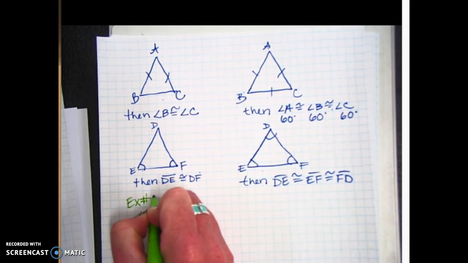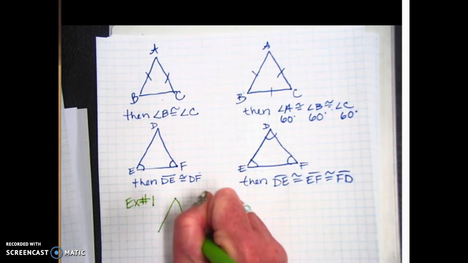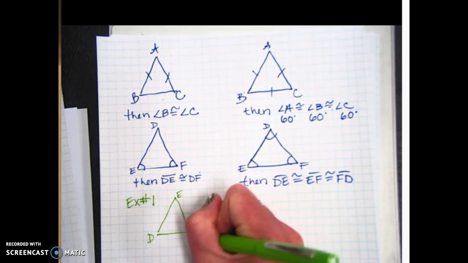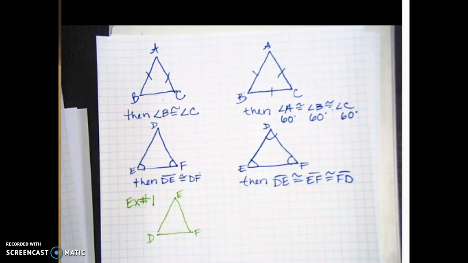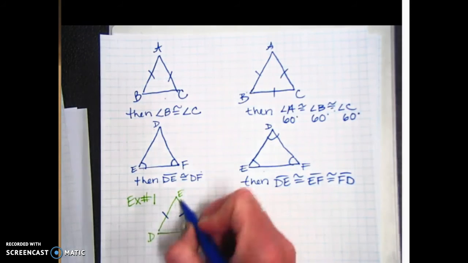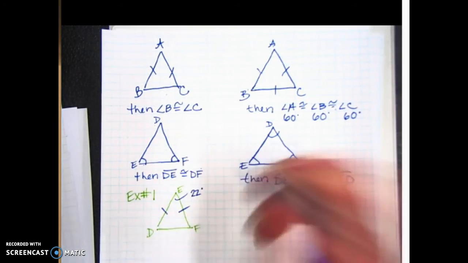Example number 1. We're going to start by drawing a triangle. We'll call this triangle DEF. This triangle is going to be an isosceles. We're going to put 2 tick marks to show that they're congruent. I'm going to give you a measurement for angle E, which is 22 degrees.